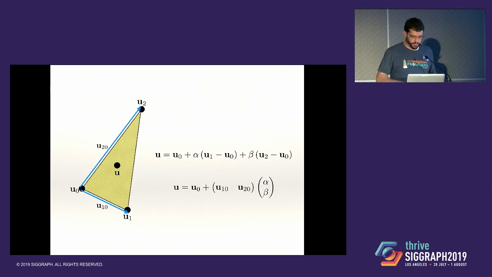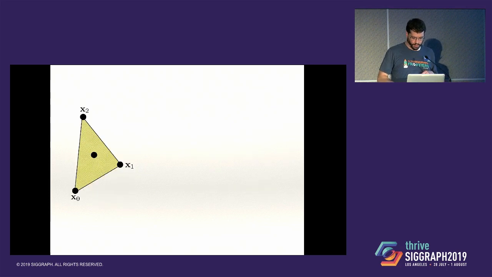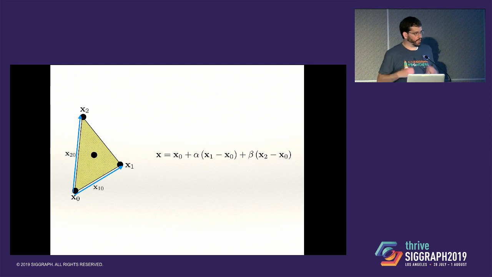And we can write this in matrix form like this. All we've done is to assemble this into a simple matrix. And then we can take a look at the triangle in world space. We do the same thing. We draw vectors along the edges. And we can express this point x as this in barycentric coordinates. And then we can assemble this into a matrix. And here, I'll make the point that x10 is a column vector. So this is a 2 by 2 matrix.